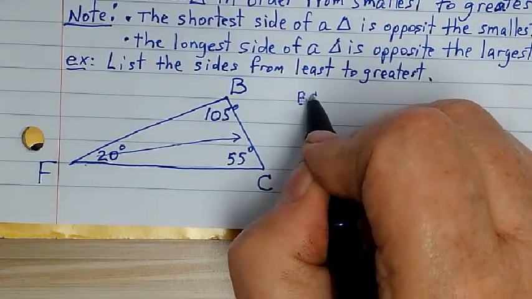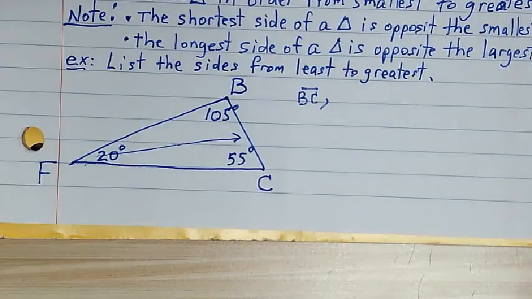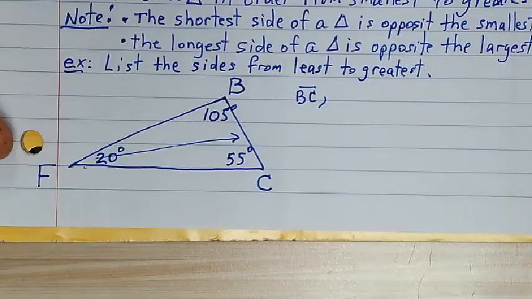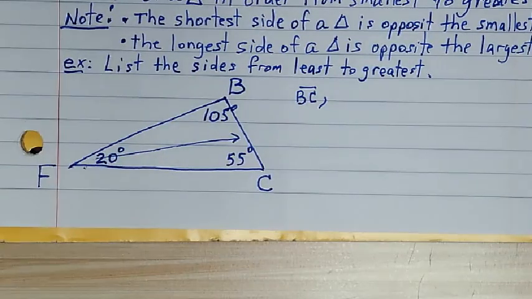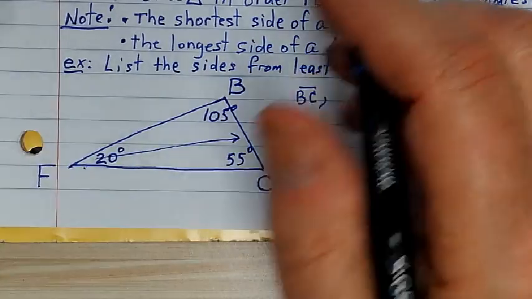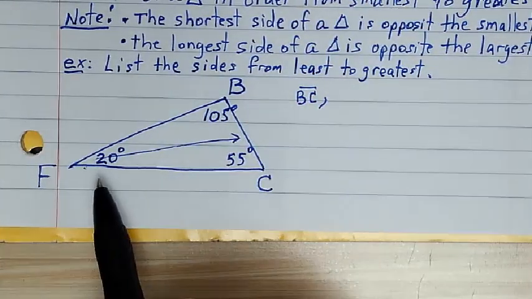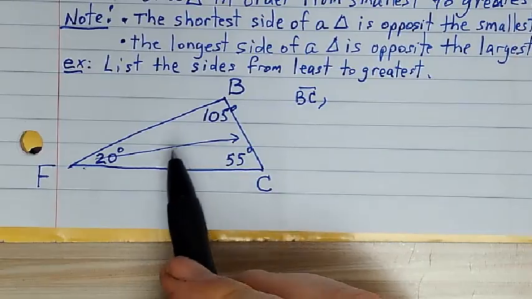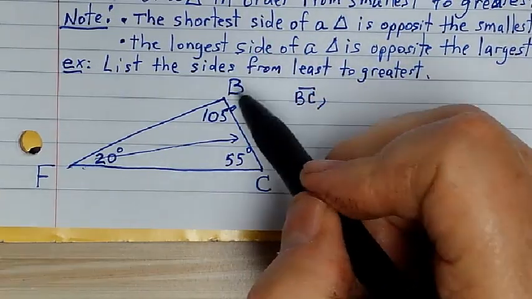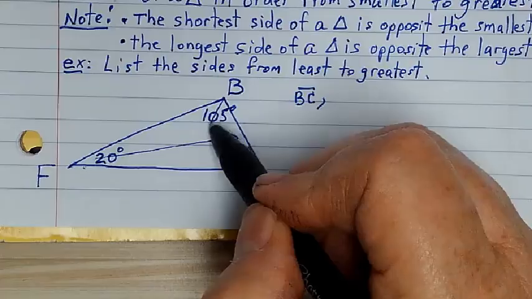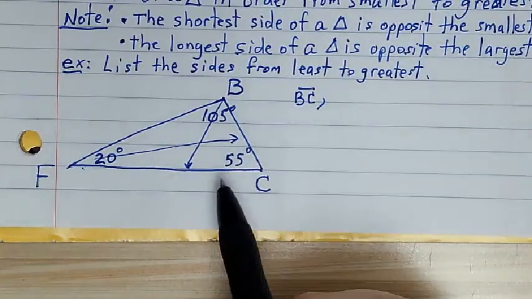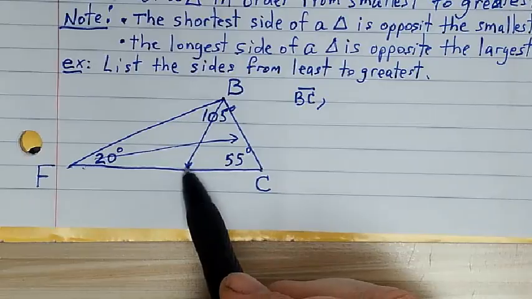Now, which side do you think is the longest side? The biggest angle is B, but which is the longest side? FC. Okay, FC, because the longest side is opposite the largest angle. Since B is 105, that's the largest angle. If you draw that imaginary line coming out of there, it always points to its opposite side. So if it's the largest angle, its opposite side will be the longest side. That's line segment FC.